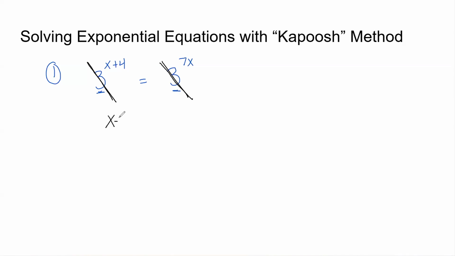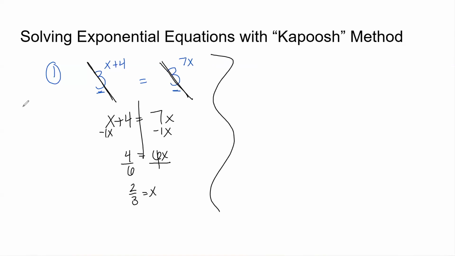And now it's just x plus 4 equals 7x. Solve. I'll minus x. There's a 1 there if you need it. 4 is 6x. Divide 6. 4 sixths reduces to 2/3. So if they're the same, simply kapoosh and be done with it. Solve.